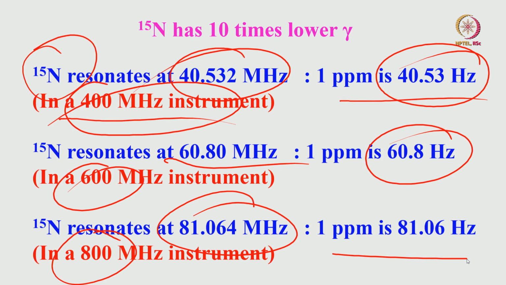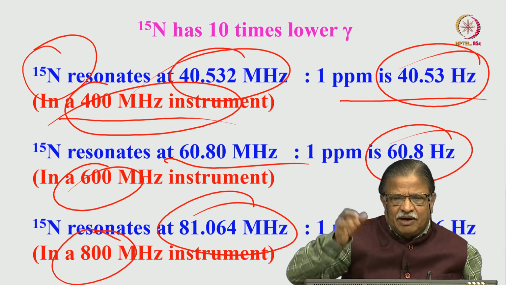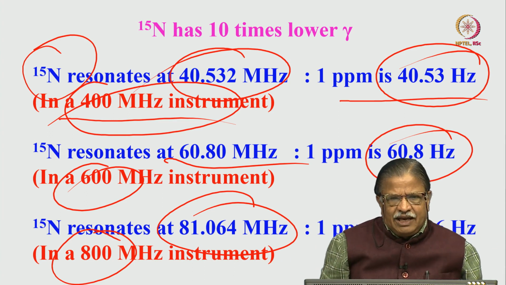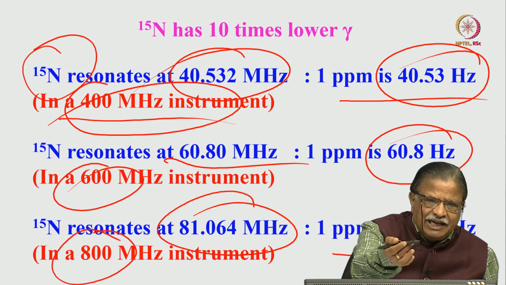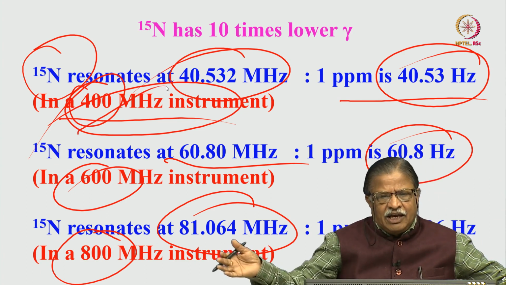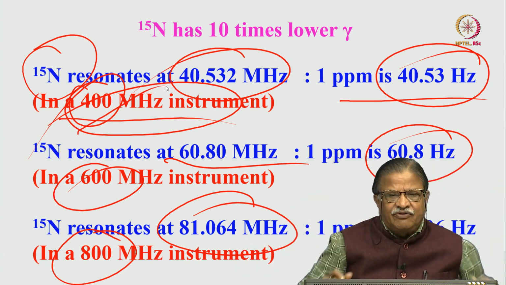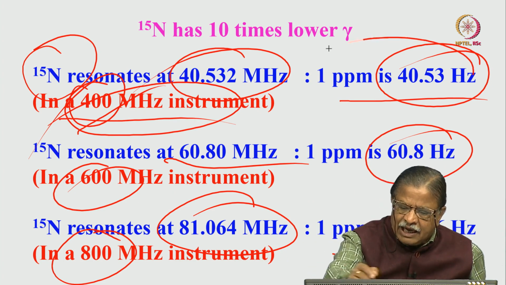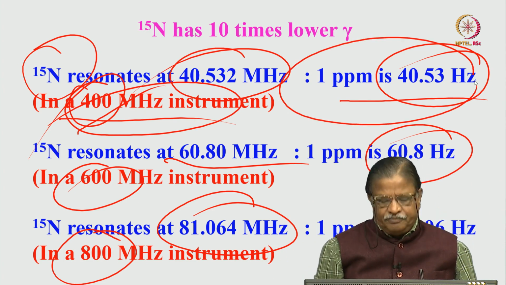This is what you should understand. If I have a particular spectrometer, you will not have 100 different spectrometers unless you are very lucky and very rich. Otherwise, normally in a lab we will have 1 or 2 spectrometers. If you have one 400 megahertz spectrometer, different nuclei can be studied. Based on the resonating frequency of each nucleus, you can calculate the ppm value in hertz.